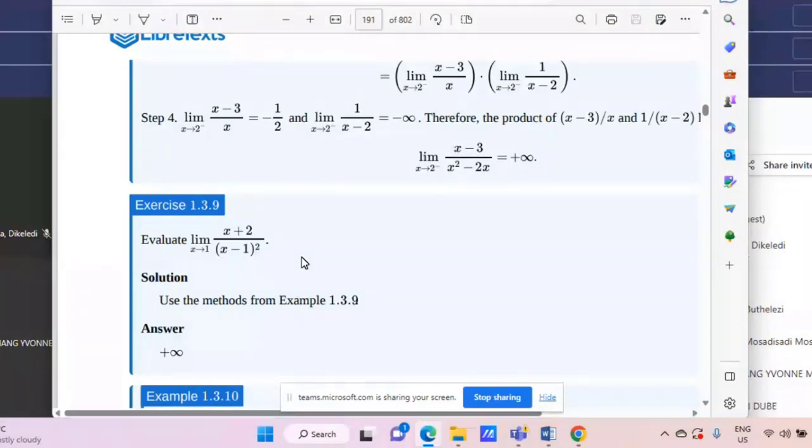Oh, okay. So you must know every time when we get something divided by 0 in a limit, if it's positive, it's going to be positive infinity. If it's negative, it's going to be negative infinity. Am I correct, sir? You are right, Levan. I agree with you.